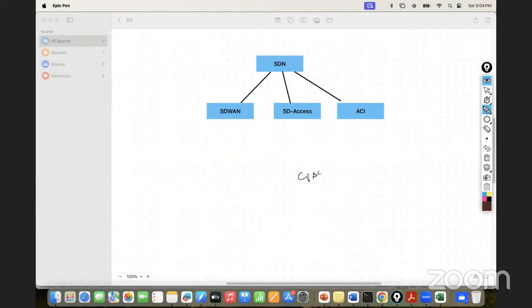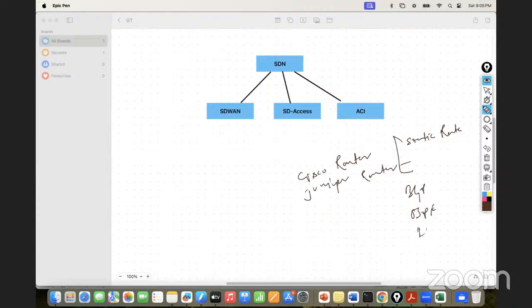If you have a Cisco router and you have a Juniper router, both are routers. If I want to configure a static route, I can configure it on the Juniper router as well as the Cisco router. But the way of doing the configuration is changed. I want to configure BGP, it's possible in both, OSPF configuration in both. If I want to run ISIS, it is also the same in both. MPLS is the same. But the way of doing the CLI configuration is going to be changed.